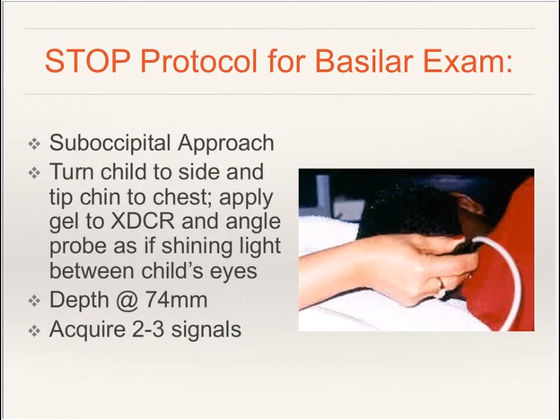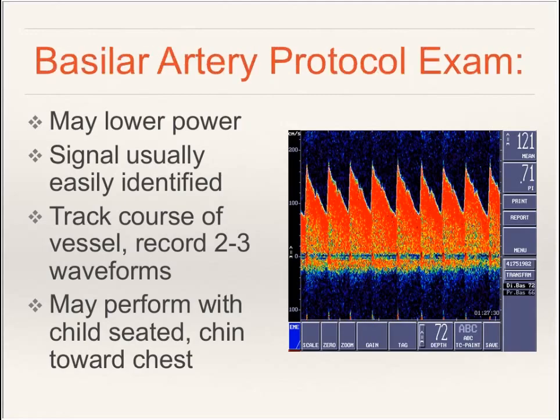We turn the child to the side, and then we will set the depth at about 74 millimeters, and we'll just acquire 1 or 2 signals just to prove that we have looked at the basilar artery. The basilar will have a lower mean flow velocity than the anterior circulation, but in some cases, if the basilar is serving as a large collateral pathway, it will actually be higher.